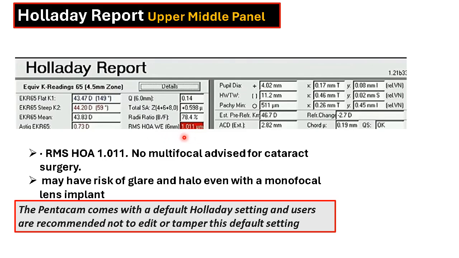This indicates that even if you implant a premium lens or multifocal lens, he will not be happy because of the high order aberrations present due to a compromised cornea. So in such cases, it is better to avoid implanting a multifocal IOL during cataract surgery and go for a monofocal lens. By this report, we can guide the selection of the intraocular lens that we are going to implant. So this is the RMS HOA, which is very abnormal in this case.